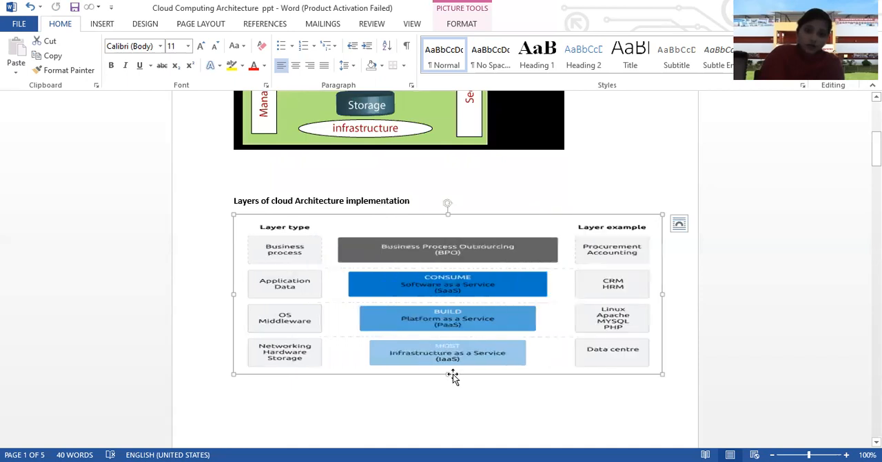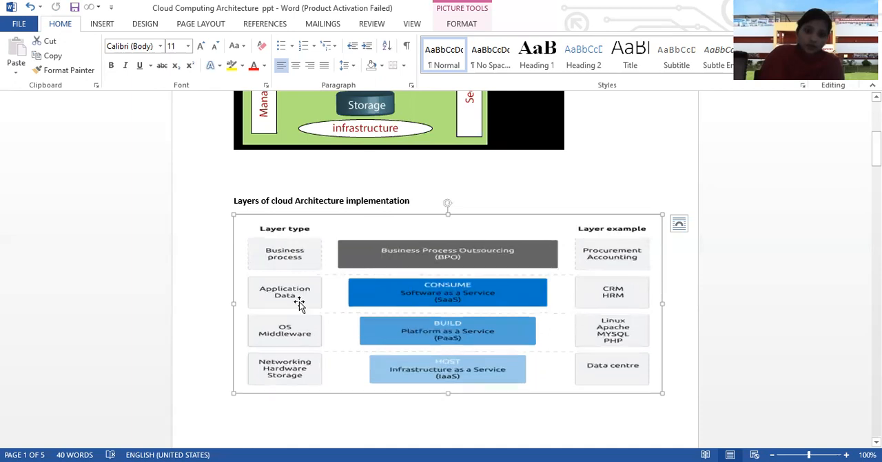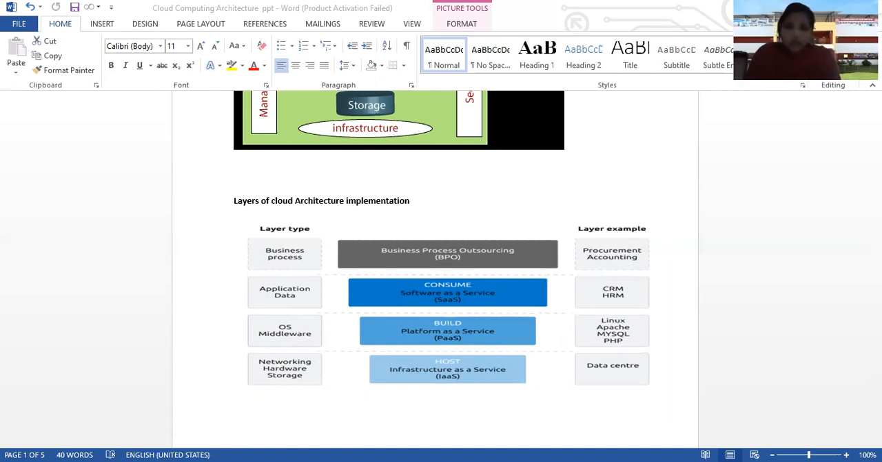Okay. So here: business process, application, data, OS, middleware, networking. Okay. So, the four-layer cloud. The basic layer of cloud infrastructure is infrastructure as a service. Then platform as a service is the second layer, the cloud platform. Then software as a service, SaaS. Then business process outsourcing, BPO.